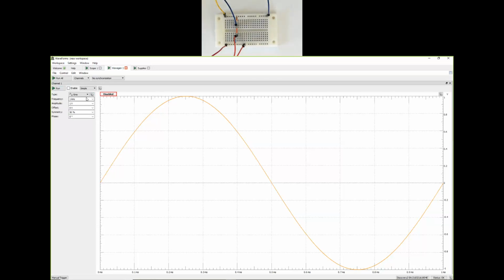WaveGen is supposed to be set to a triangle wave with 1 kilohertz frequency and 5 volts amplitude. So let's see, 1 kilohertz is fine. Triangle wave and 5 volt amplitude, and then what else? So this is ready to go.